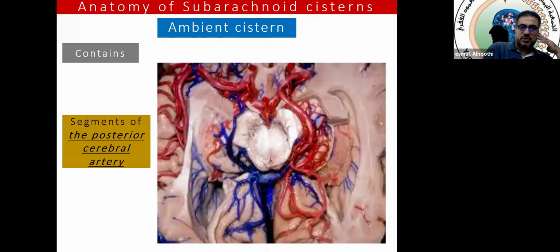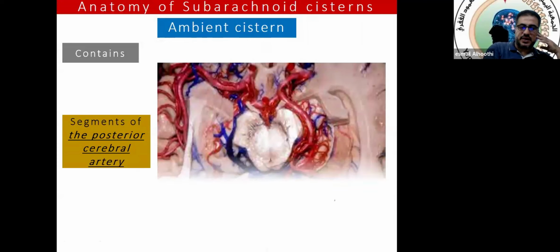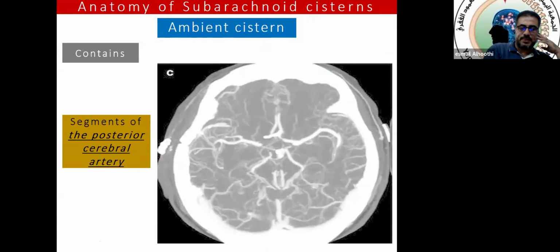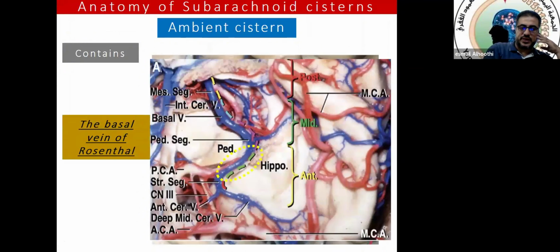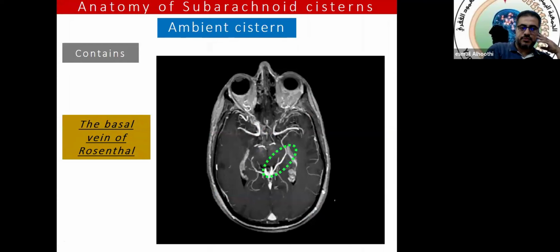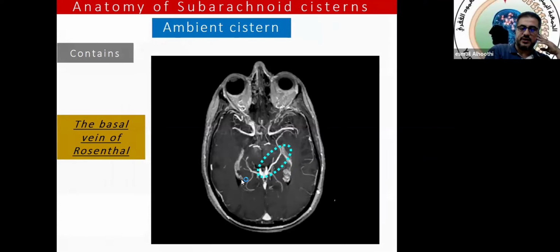The contents of this system is the posterior cerebral artery, as you see here. Also, the basal vein of Rosenthal, as you see in this CT angio. Sorry, MRI. This is the basal vein of Rosenthal, as it goes to form the great vein of Galen.